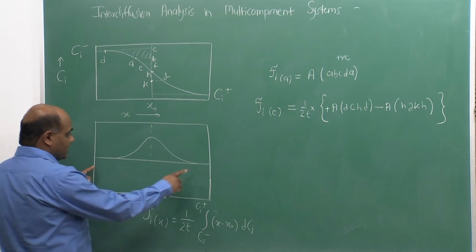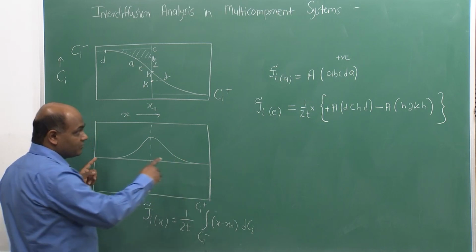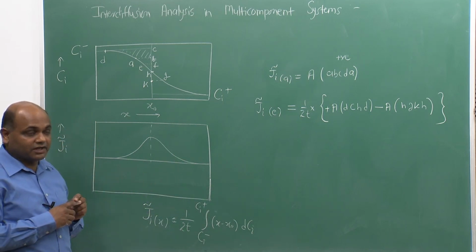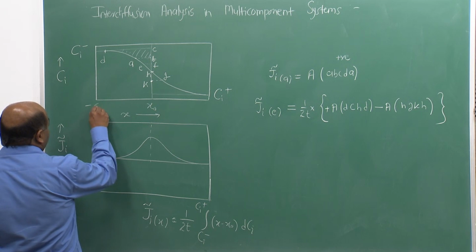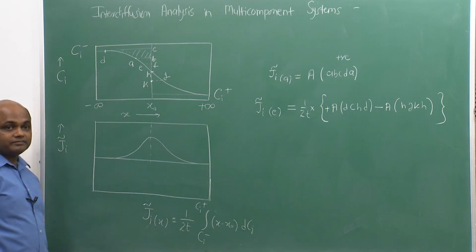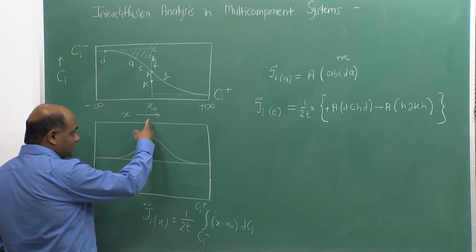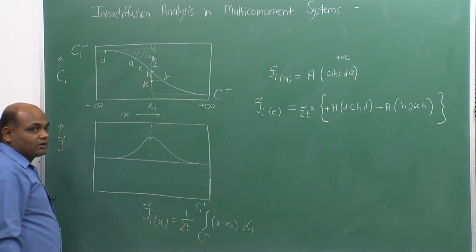At the two terminal ends, the fluxes would be 0. That is because we are dealing with infinite diffusion couples. The infinite boundary conditions are maintained, and the flux will have a maximum at the Matano plane location.